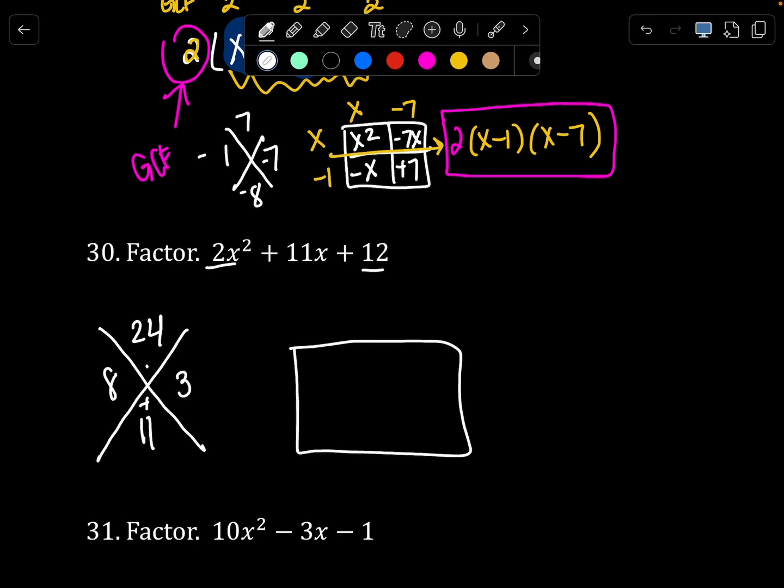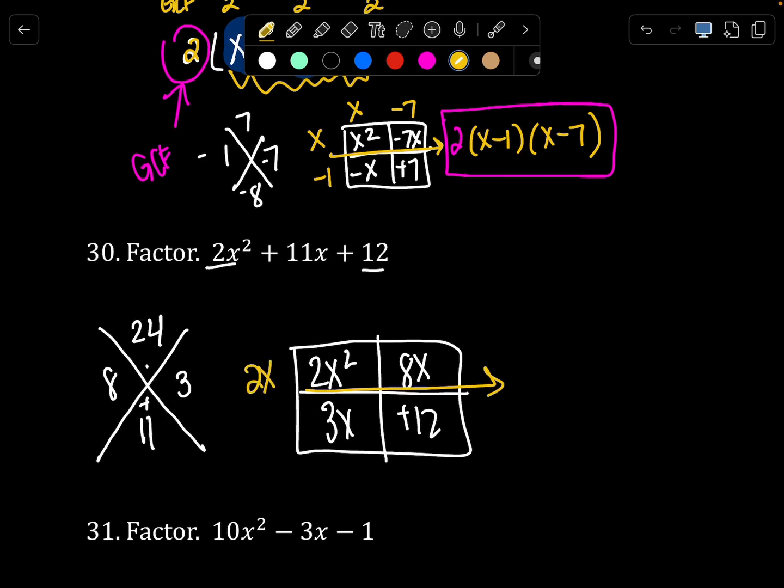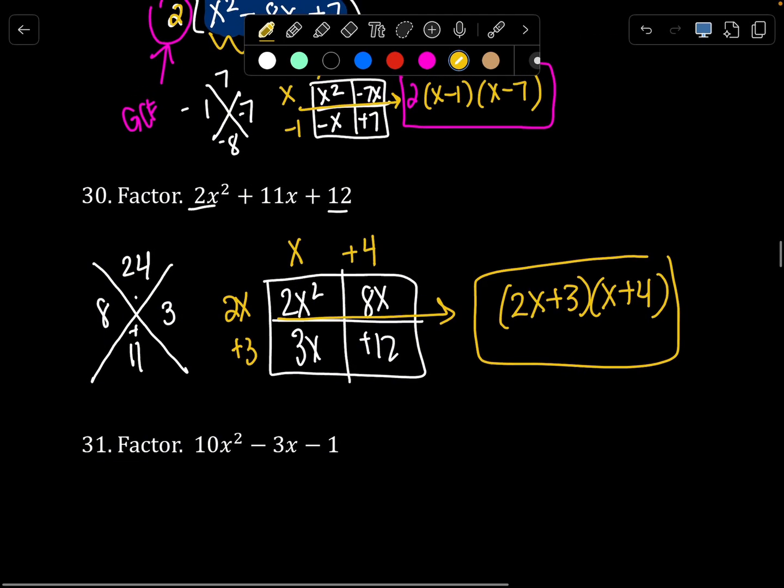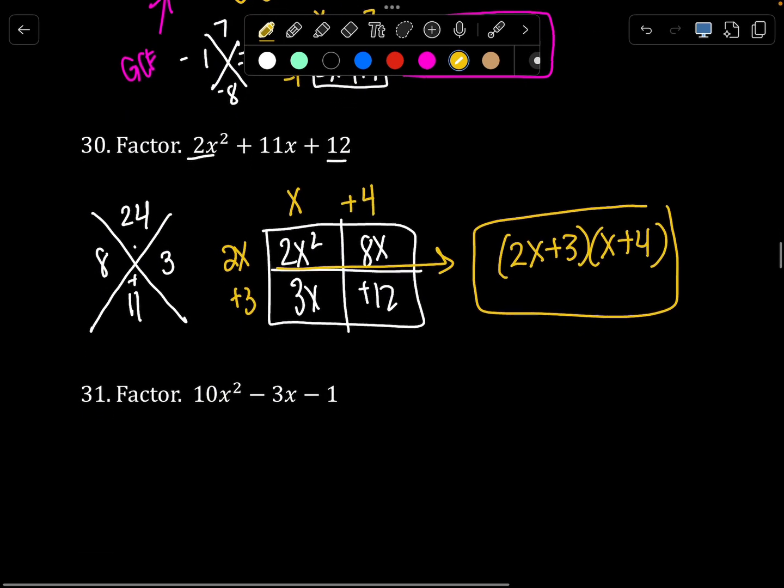And we go ahead and create our box. 2x squared, 8x, 3x, and then positive 12. Find your GCF, 2x, and that gives you an x plus 4, plus 3. And your factors are 2x plus 3 times x plus 4. And those are your answers, or your two factors. All right. Do we have any more?